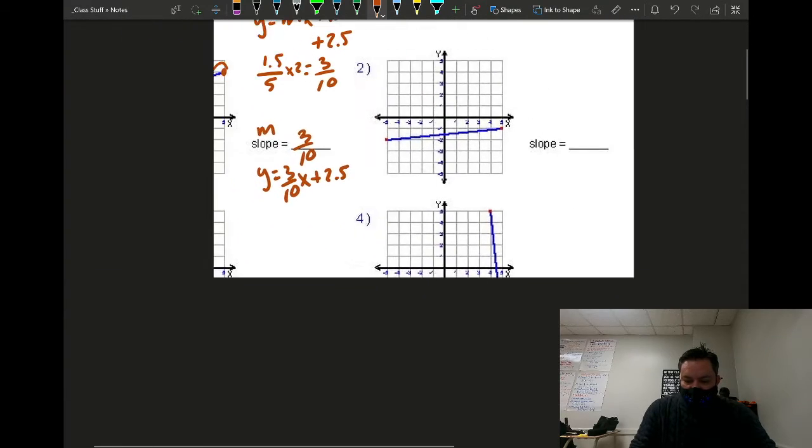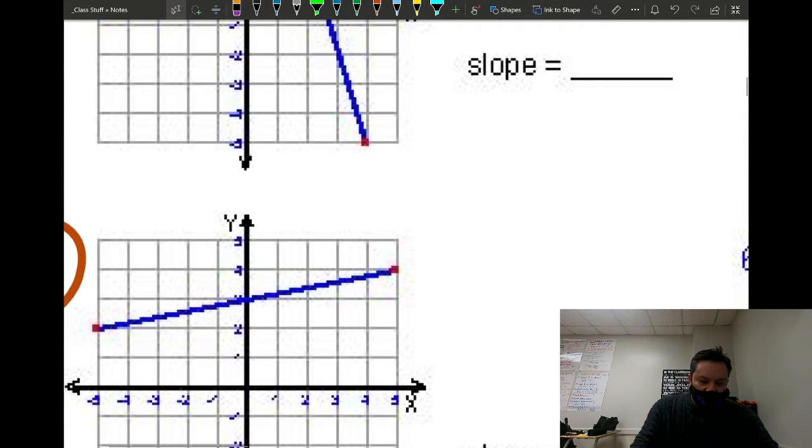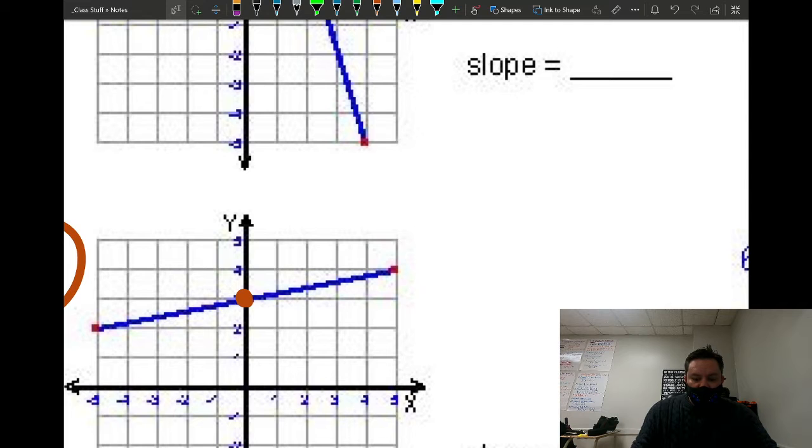Let's look at number 5. It crosses right here at 3, so my b equals 3 right away. Where it crosses, that's going to be your b. Then you're going to pick another point. I will usually pick a point where the line is at the very corner of a square. In this case, it's that one.